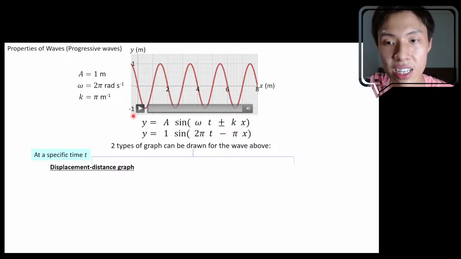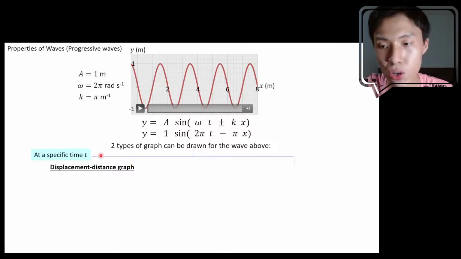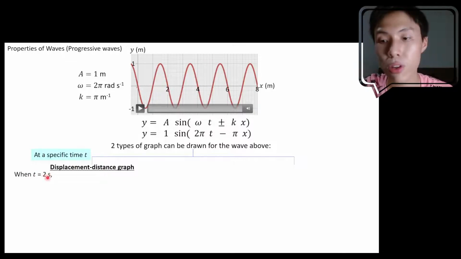So this is a displacement distance graph at time equals 0. So the specific time that we have here is time equals 0. This is the graph. As time passes, the graph will move. Then of course, at a different time, you get a different displacement distance graph. Okay, so if you want a specific time, let's give an example by saying that we want the displacement distance graph when time is equal to 2 seconds. What we do is we substitute the time into the equation over here.